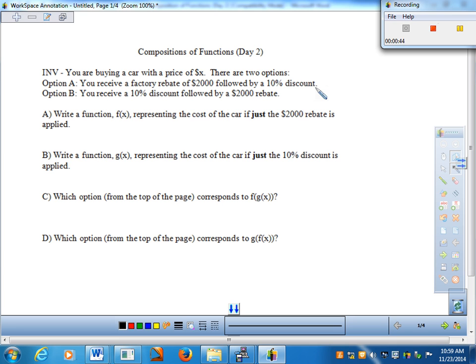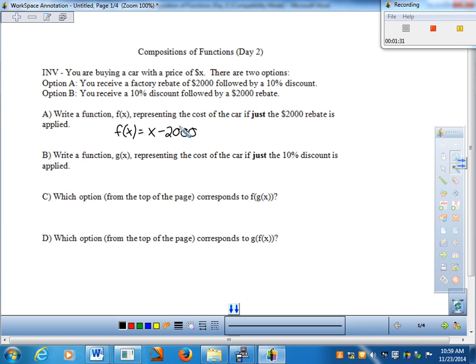Letter A, write a function f of x representing the cost of the car if just the $2,000 rebate is going to be applied. So let's start it out here with f of x equals, and the car is initially x dollars. So that is the original price right there, which is x. And I'm going to get a $2,000 rebate on it, which means I'm going to subtract $2,000 from the original price, and that would give me the new price of the car. So original price goes in, I subtract $2,000 from it. When I do that, I get the new price. Excellent, no big deal.